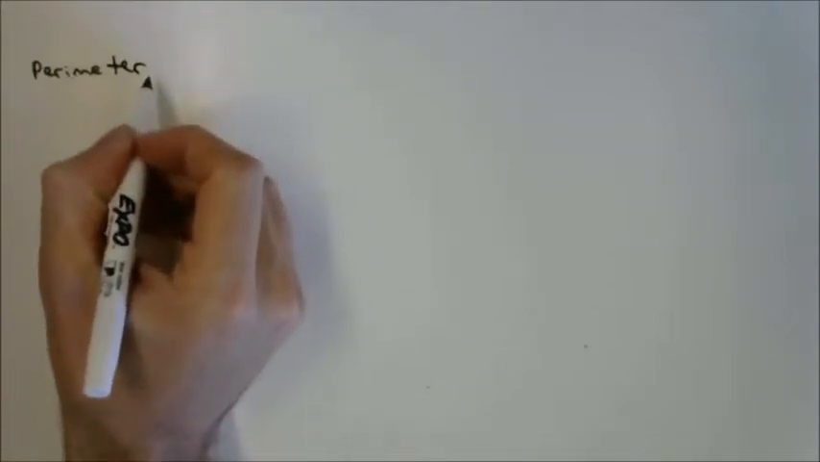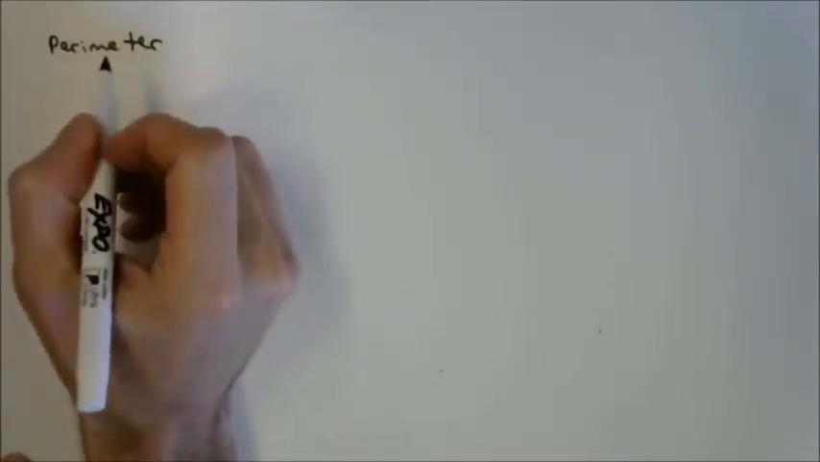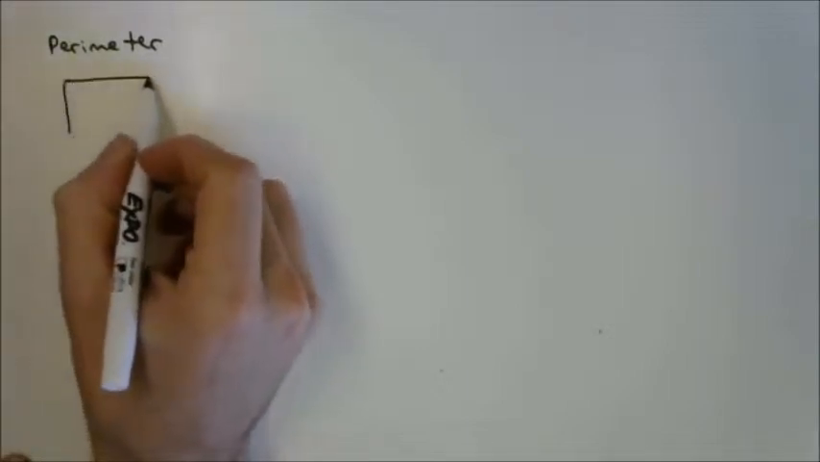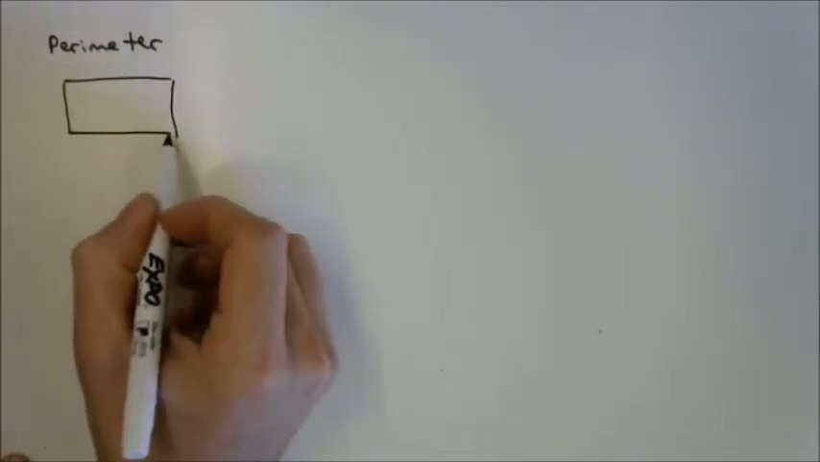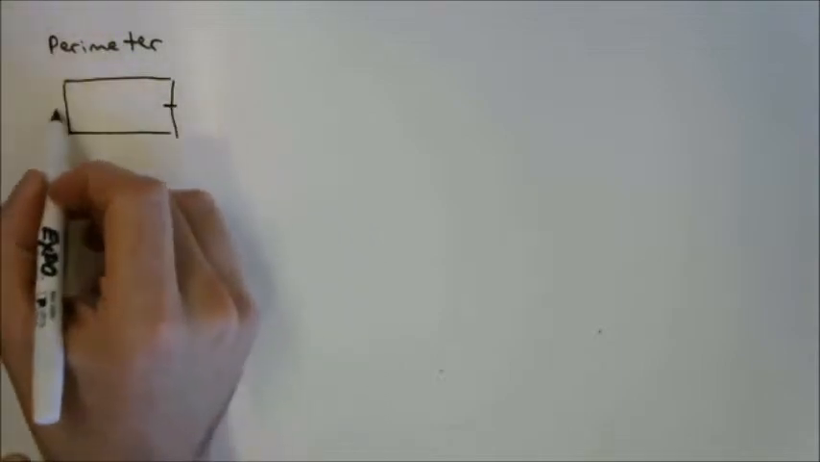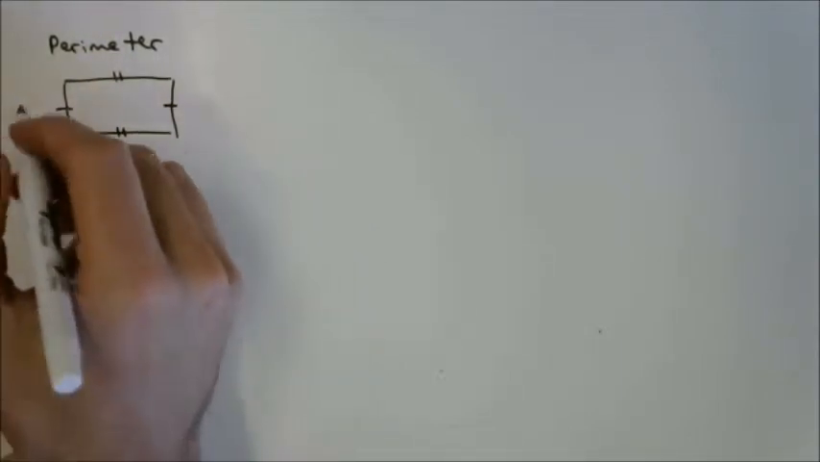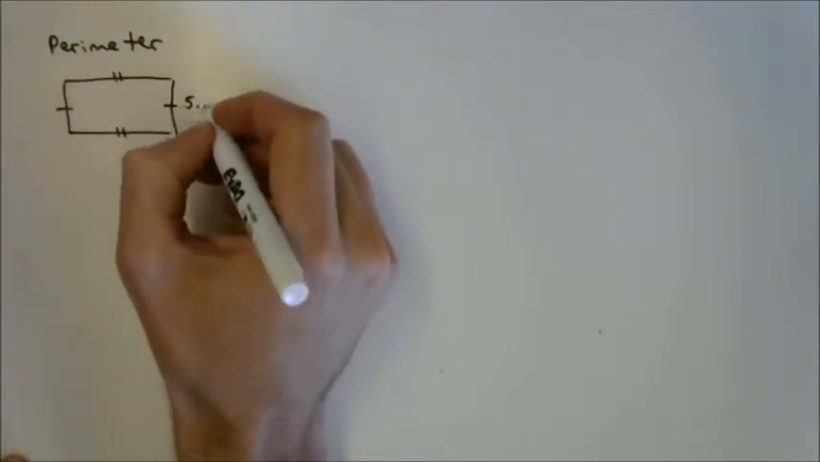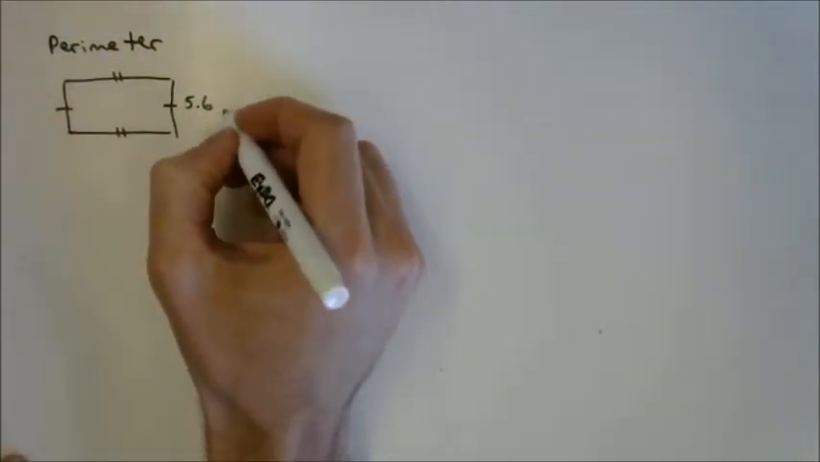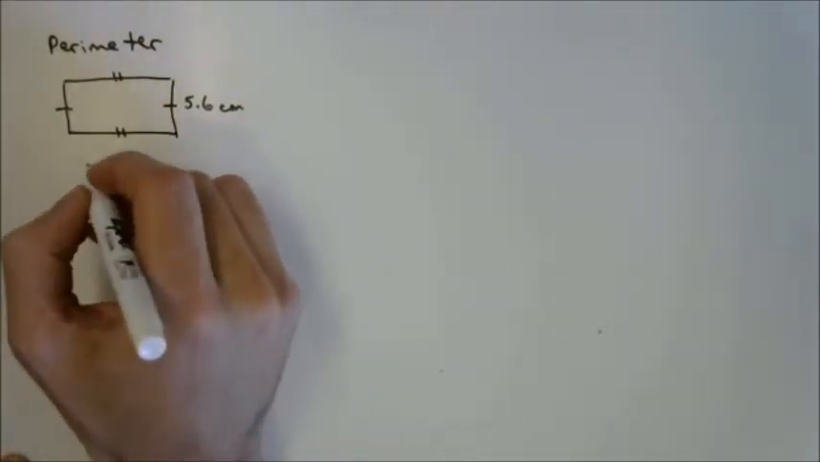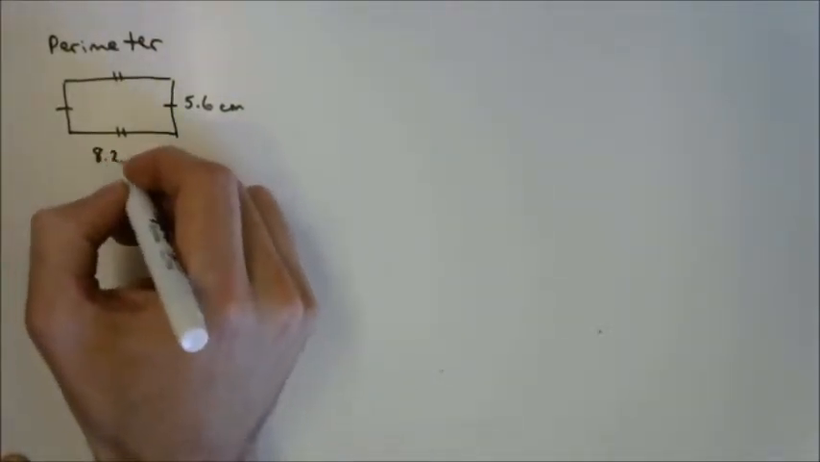Perimeter. Now you can see. Please draw this shape. Not so big. You're going to have lots of notes on here. What shape is that? Oh yeah, that's a rectangle. It's a figure with 4 sides, and it's got side lengths 5.6 centimeters and 8.2 centimeters.